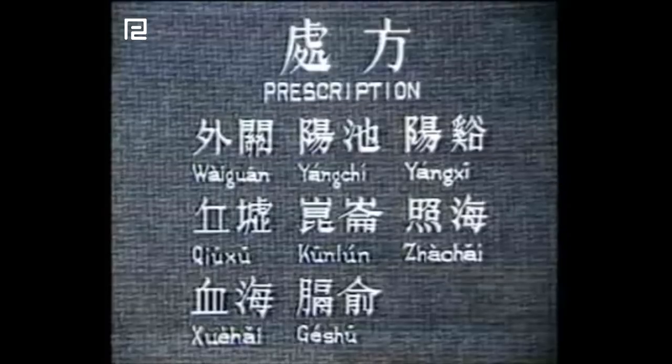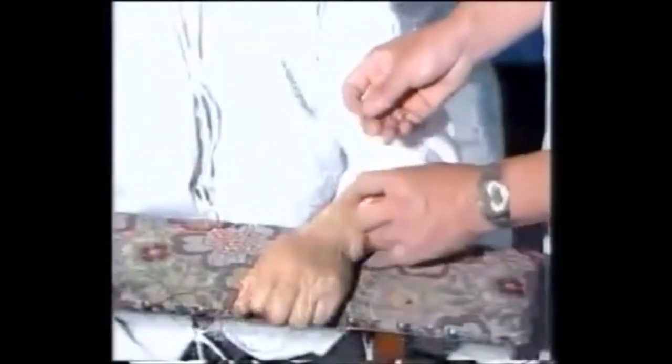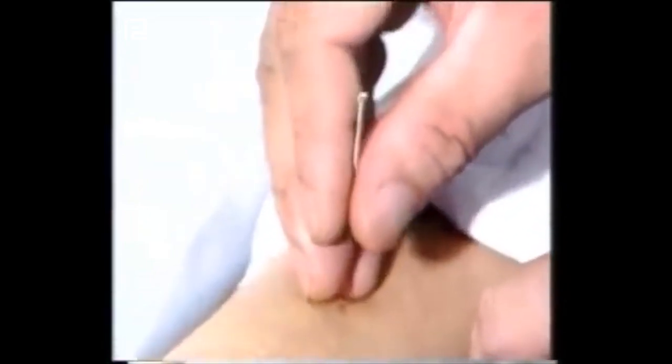For treatment, the points Waiguan, Sanjiao 5, Yangchi, Sanjiao 4, Yangxi, large intestine 5, Qiuxu, gallbladder 40, Shenmai, bladder 62, and Zhaohai, kidney 6, are needled with the twirling reducing method to dispel the pathogenic wind. Add Xuehai, spleen 10, and Geshu, bladder 17, with an even movement method to invigorate blood circulation and dispel the wind. After routine sterilization, puncture Waiguan, Sanjiao 5, to disperse the wind.